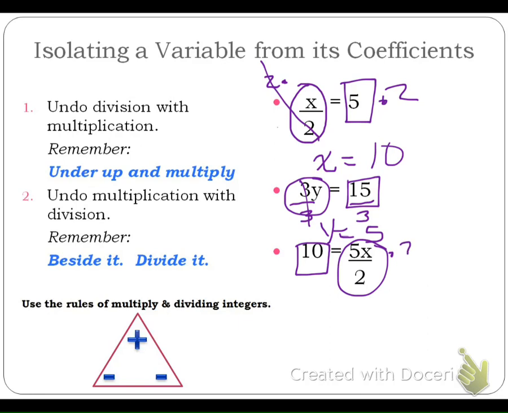Multiply both sides by 2. So we do this step first. 5x is equal to 20. And then beside it divide it. So we divide both sides by 5. X is equal to 20 divided by 5 is 4. So 4 equals x, or x is equal to 4.